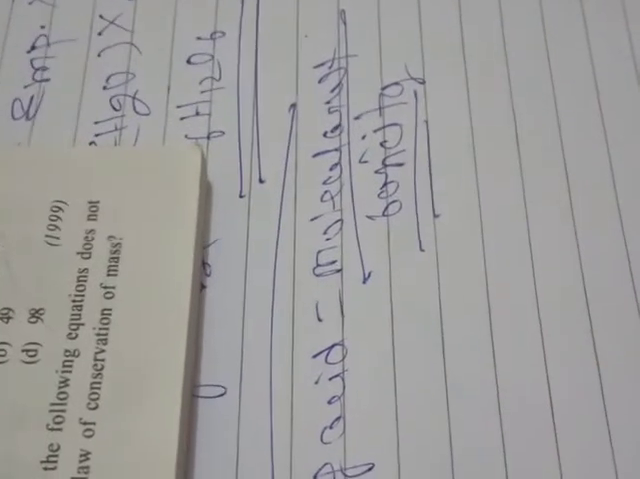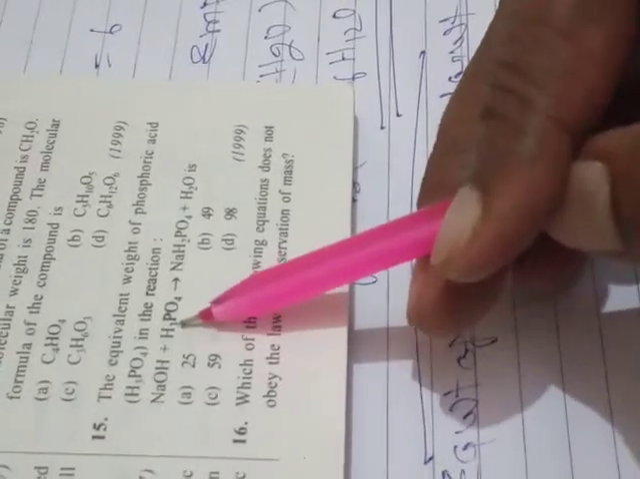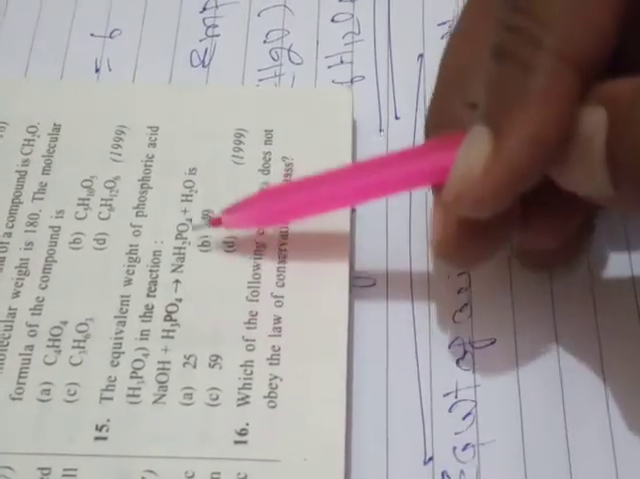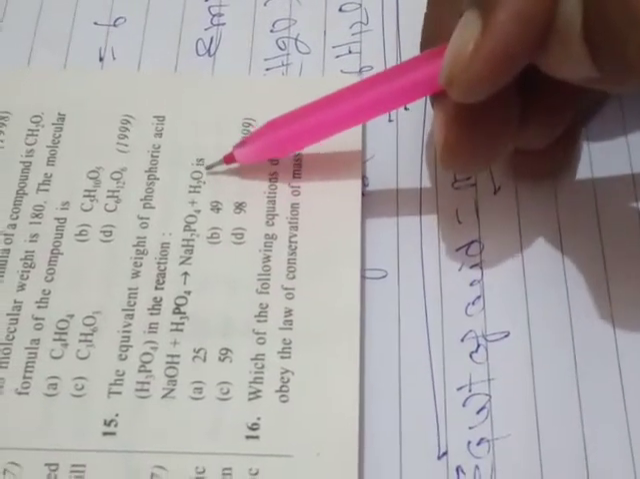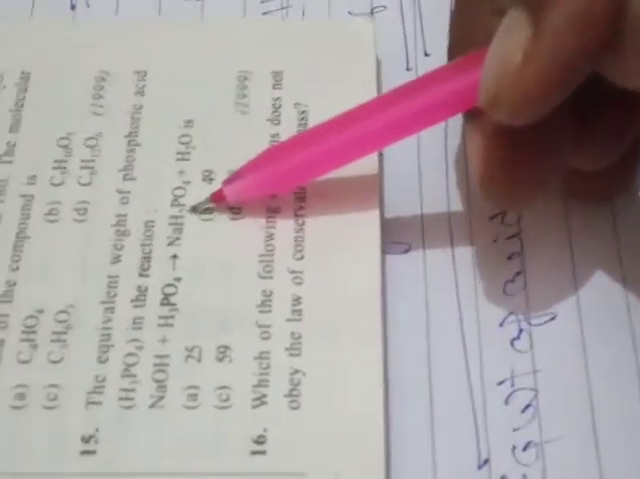What is the basicity of an acid? The basicity of an acid is defined as the number of displaceable hydrogen atoms present in the acid. So if we see in the reaction, only one hydrogen is displaced. You see here, one hydrogen is displaced. That's why H2 is formed. Okay, here H2 is already present.